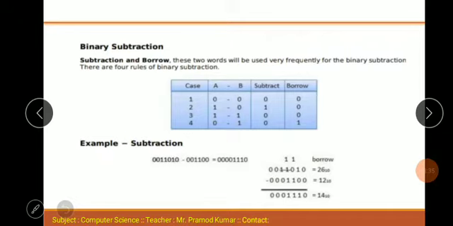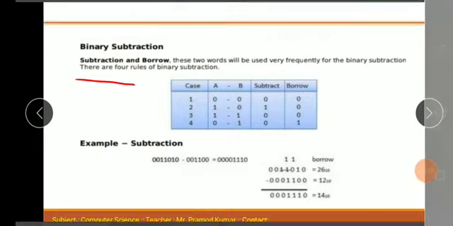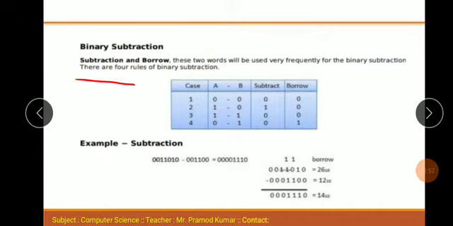Next, binary subtraction. Subtraction and borrow, these two words will be used very frequently for binary subtraction. There are four types of binary subtraction: case, a minus b, subtracted, and borrow. 0 minus 0, 0. 1 minus 0, 1, borrow 0. 1 minus 1, 0, and borrow 0. But 0 minus 1, subtracted 0 and borrow 1.